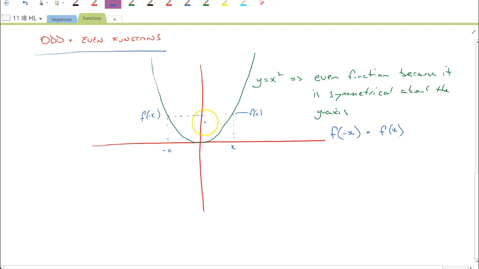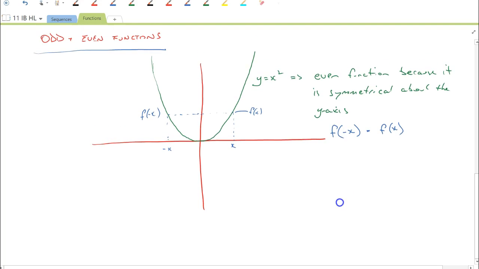So f of x and f of minus x are the same. That's an even function. Where we put in a value in the domain for x, and we put in its negative value, we get the same function value, defined as an even function. Okay, that's an even function.